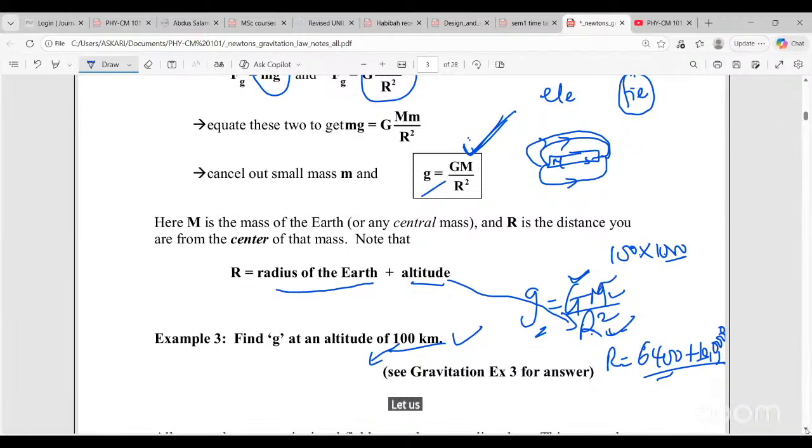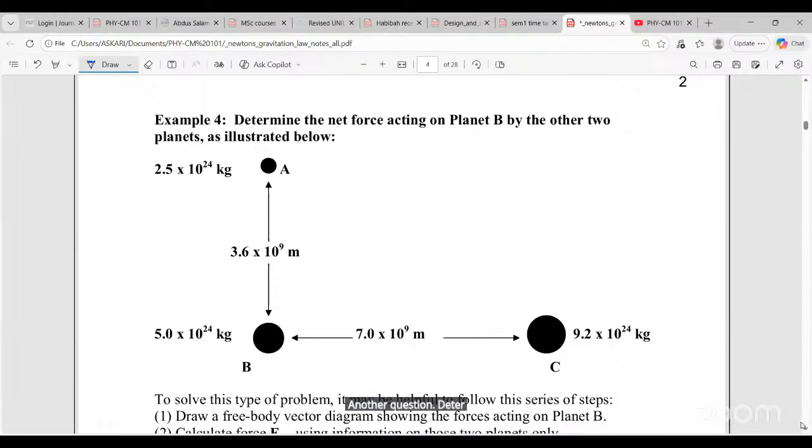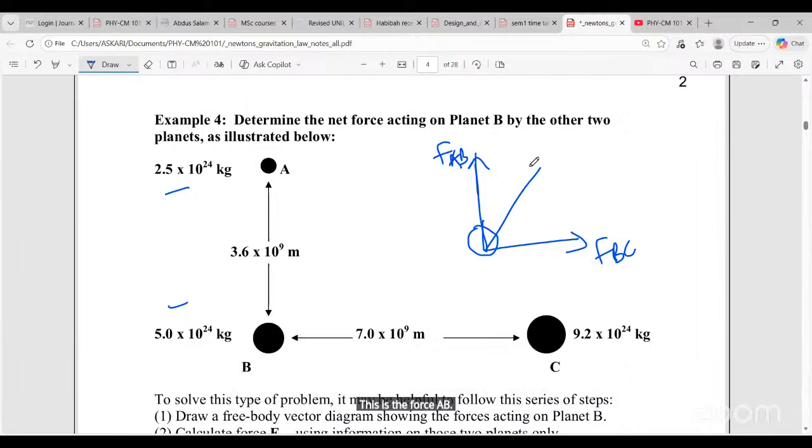Now, let us move on. Another question. Determine the net force acting on planet B by the other two planets. This is not too difficult. Planet B stays here. So if you calculate the interaction between A and B, the masses are given and the distance between them is given. So eventually you have something of this nature. So in order for you to get the net force, this is the force AB, then force BC. So you can then calculate the net force.